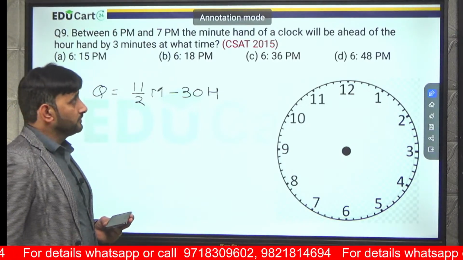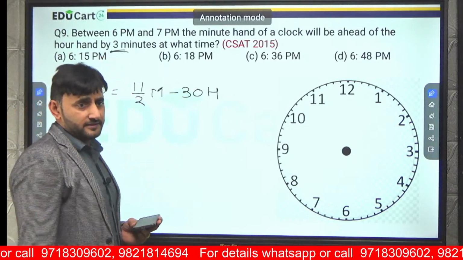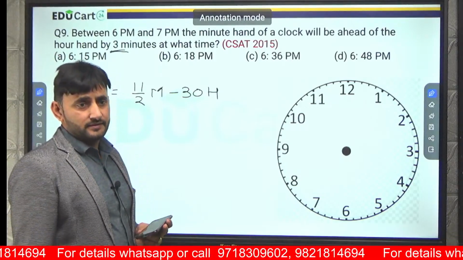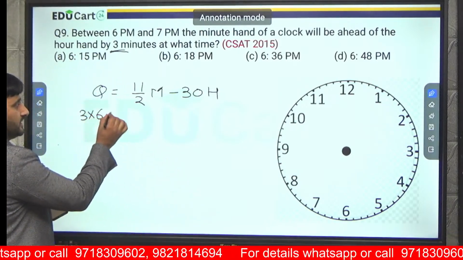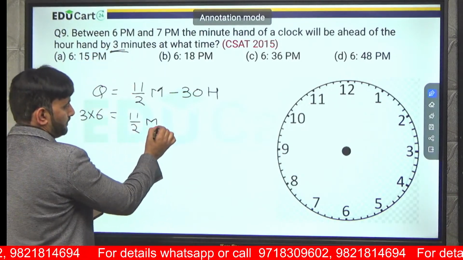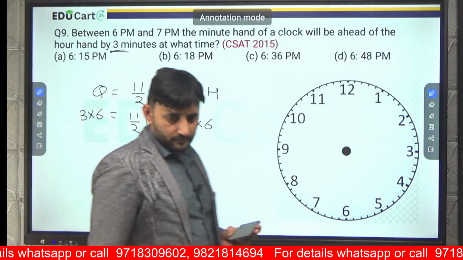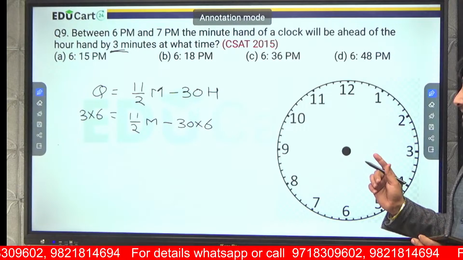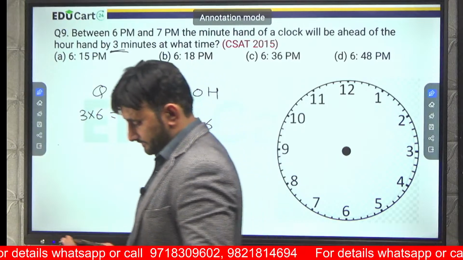Is it clear? How far ahead is it? 3 minutes. 3 minutes means how many degrees? 1 minute means 6 degrees, 3 minutes means 18 degrees. So theta is 18 degrees. Time is between 6 and 7. We have to find the value of M, minus 30 into 6. Please solve this. At what time between 6 and 7 o'clock will the minute hand be 3 minute divisions ahead of the hour hand? What will be the answer?